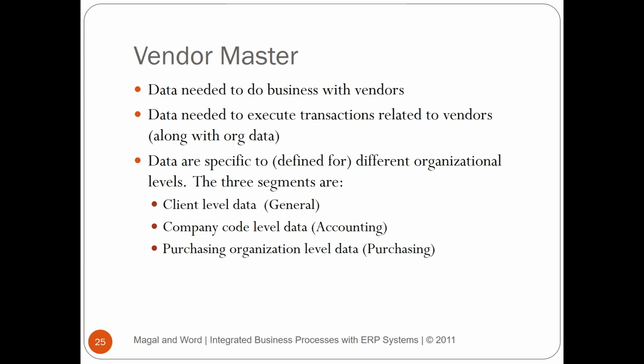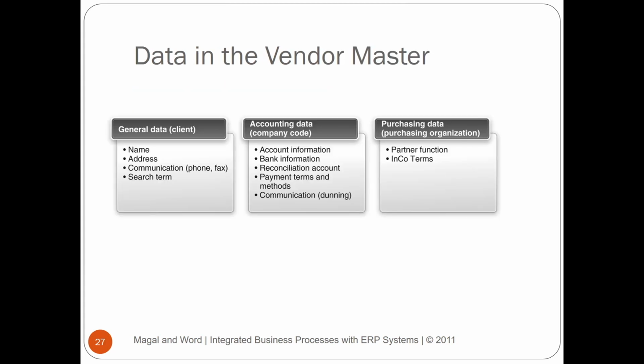The next one is the vendor master. The vendor master data include the data needed to conduct business with a vendor and to execute the transactions related to the purchasing process. The data in the vendor master are grouped into three segments: the general data, accounting data, and purchasing data. The general data include the vendor's name, address, and communication information such as phone and fax numbers. These data are defined at the client level and are consistent across all company codes and purchasing organizations in the enterprise or client. General data are common to the purchasing and accounting departments and can be maintained by either department.